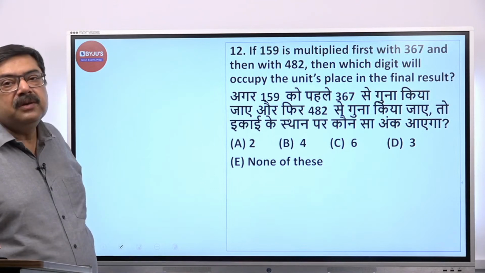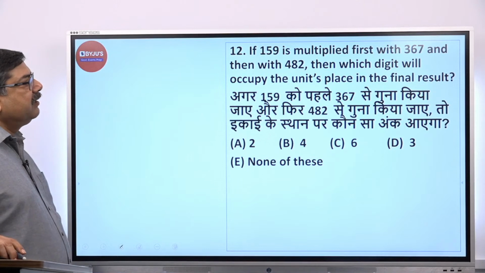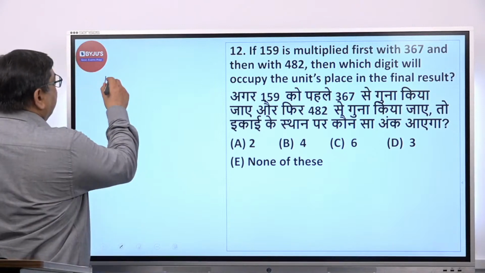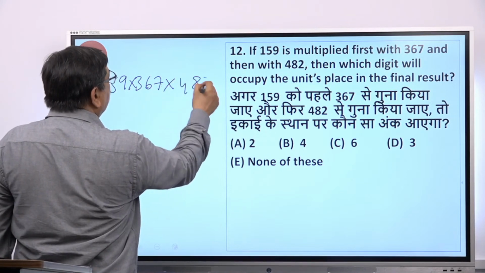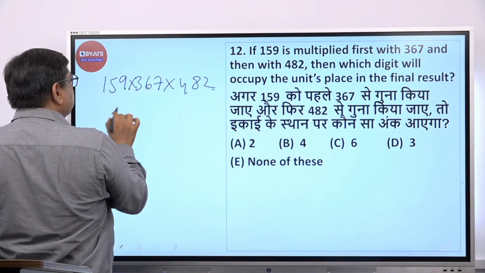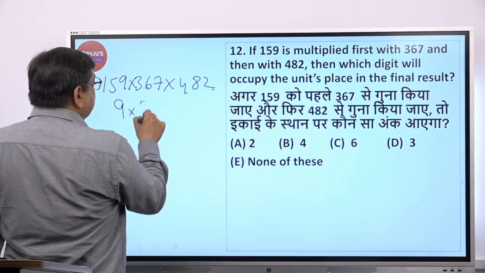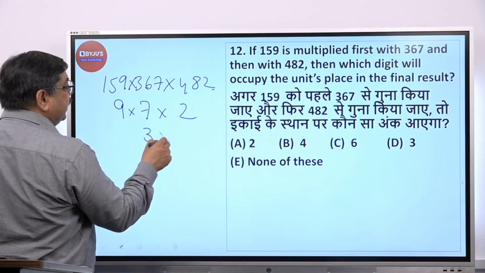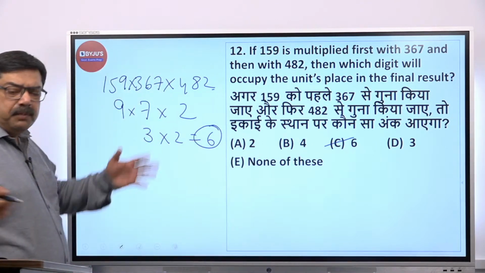All right, now solve this one. Very simple, very, very simple question. Okay, so 159 is first multiplied with 367, then multiplied with 482. So we don't need all these numbers. We need the units place 9, then we need a 7, and then we finally need a 2. So 9 into 7 is 63, into 2. 6 is the answer. There is no power also involved here.